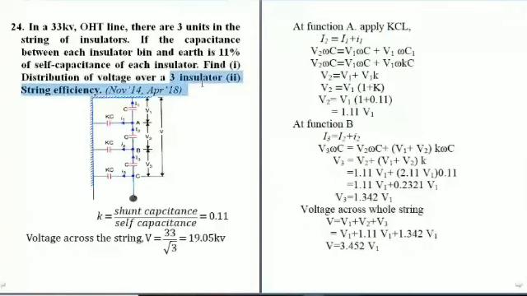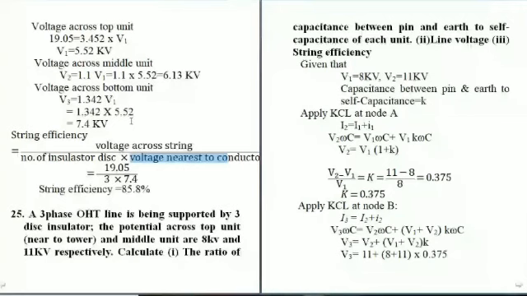Which one is the nearest to the conductor? The V3 string, disk insulator 3, is nearest to the conductor. The voltage of this insulator is 7.4 kilovolt, which has to be substituted here as 7.4. Now by using your calculator, if you simplify and obtain the answer, the value of this efficiency is 85.8%. That is the answer.